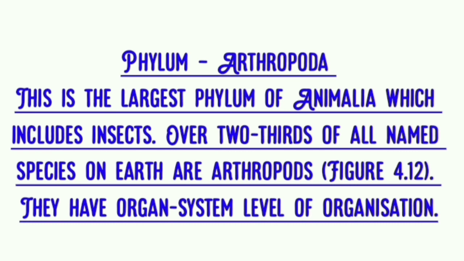Topic: Phylum Arthropoda. This is the largest phylum of Animalia which includes insects. Over two-thirds of all named species on Earth are arthropods, you can see in Figure 4.12.